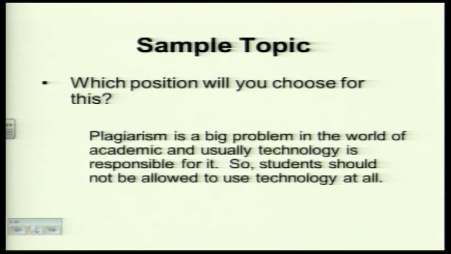So let me give you an example. Let's say that this is the topic for this section, which you can see on the slide here: Plagiarism is a big problem in the world of academic, and usually technology is responsible for it. So students should not be allowed to use technology at all. When you're given this issue, the keyword here is "at all", and the proposal is students should not be allowed to use technology.